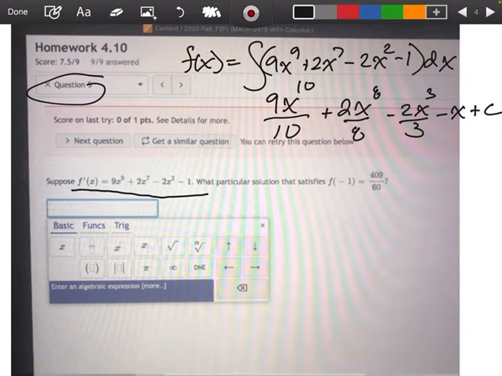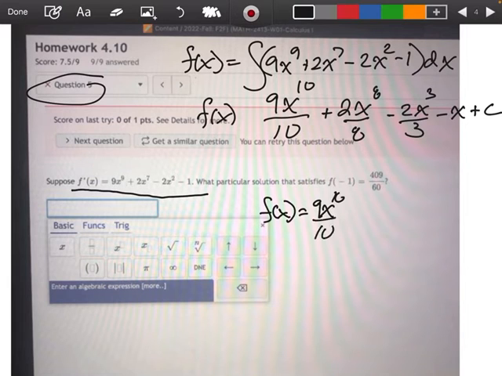Okay, y'all, so this is my function f of x. I'm just going to clean it up a little bit here. So my function is now 9x to the 10th over 10. Okay, 2 and 8, we can reduce that to x to the 8th over 4, minus 2x to the 3rd over 3, minus x, plus c.